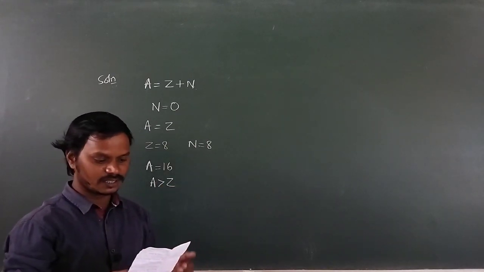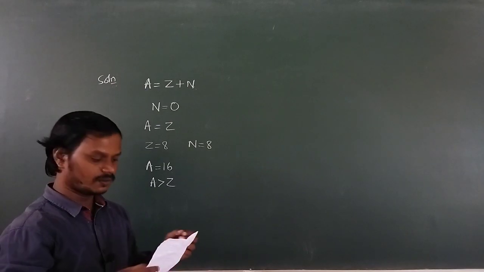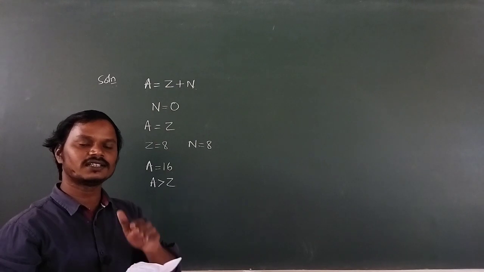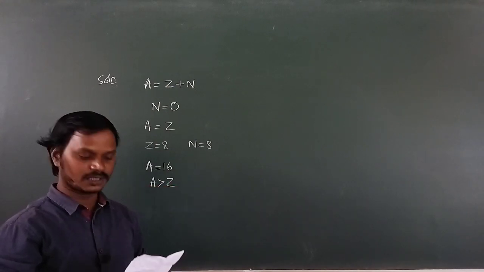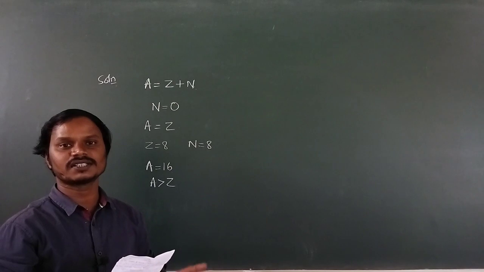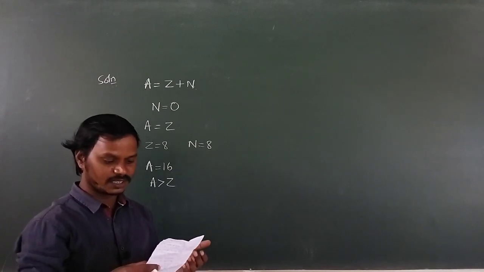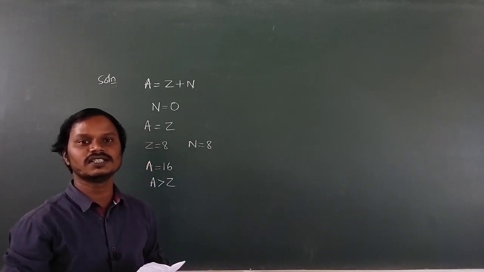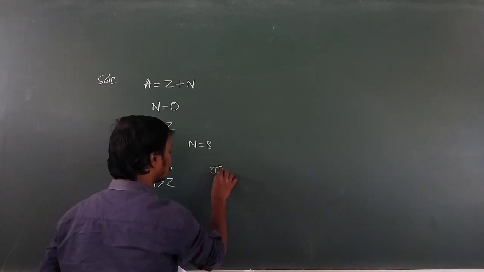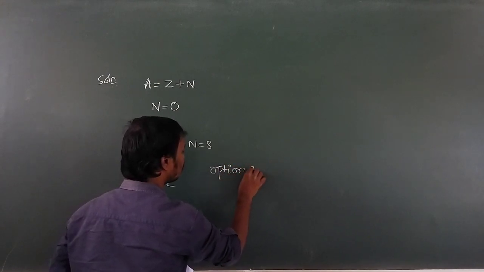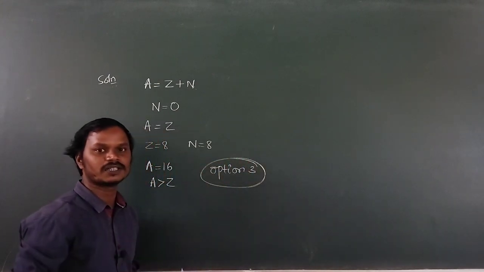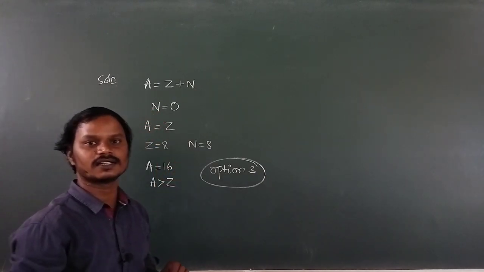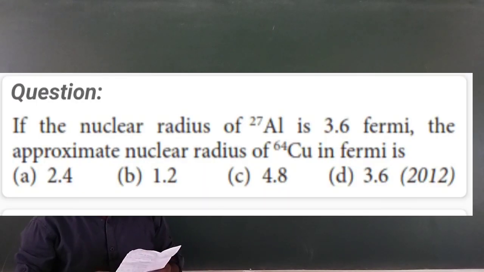Here, in the given options: always less than its atomic number; second option, always more than its atomic number. It may be greater than or equal to the atomic number. Third option, sometimes equal to its atomic number. And last option, sometimes less than and sometimes more than its atomic number. Which is the correct one? Option C, means option 3, is correct, because sometimes it is equal to the atomic number. In the case of the hydrogen nucleus, the mass number is equal to the atomic number. Hence, this is the correct answer. Now, let us move to the next question.